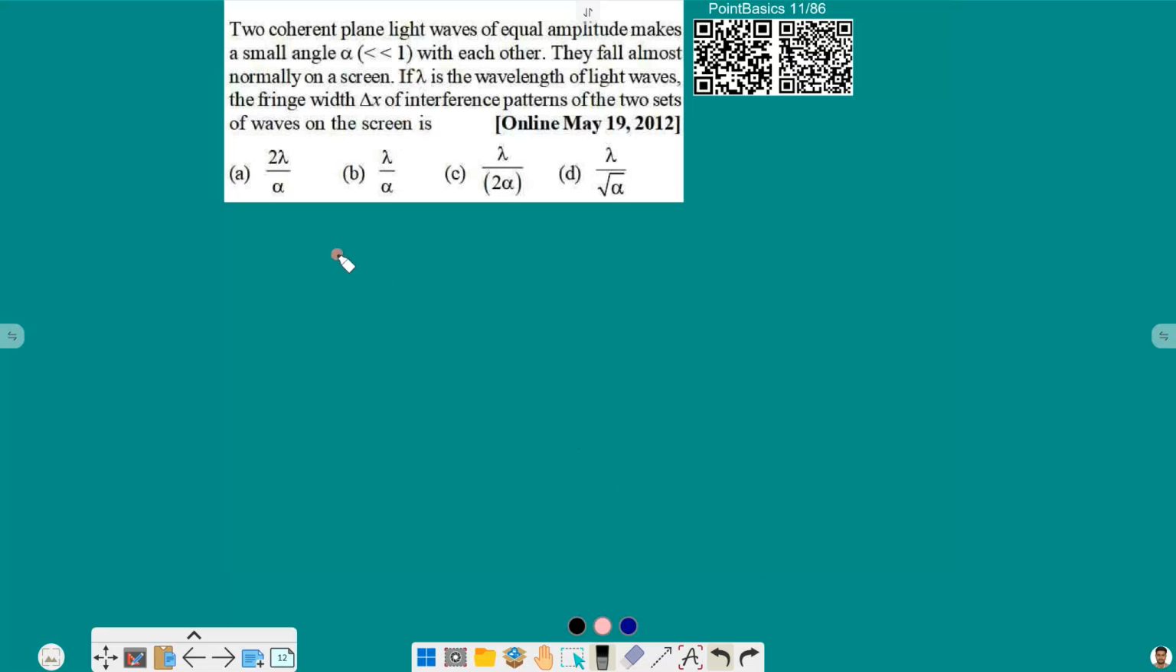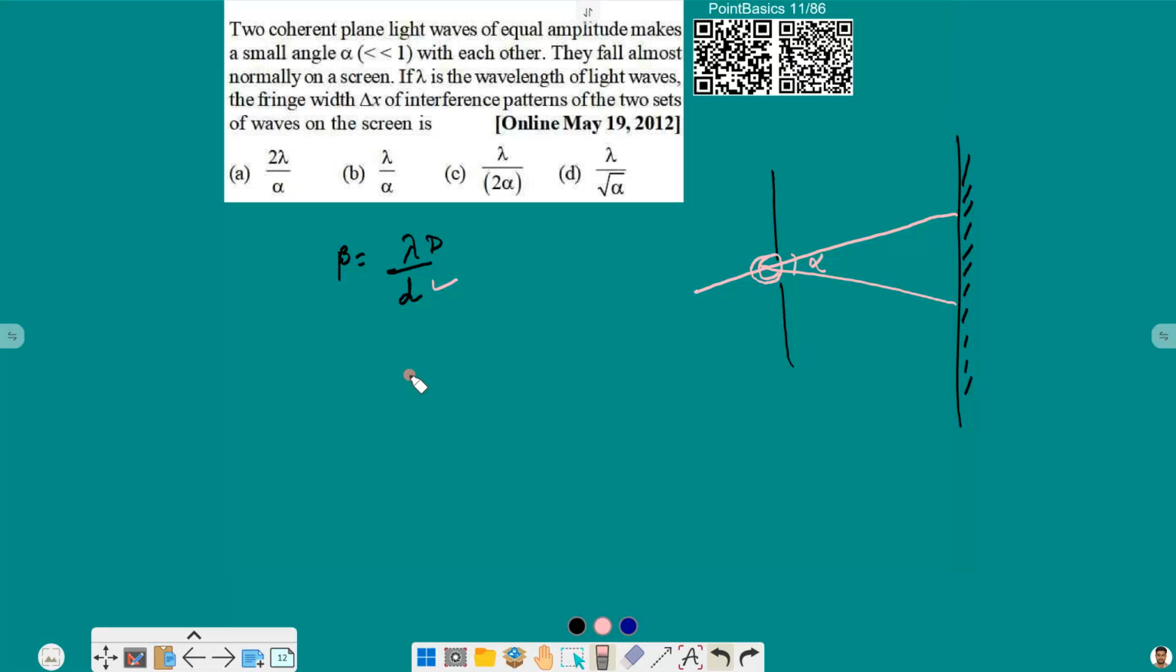Now we know that fringe width is given by the general equation lambda capital D by small d. Here we have two coherent light sources, so assume that this is our screen, and this is our first wave and this is our second wave, and they are making angle alpha with each other. So here the value of small d is not given to us, and also the value of capital D is not given.